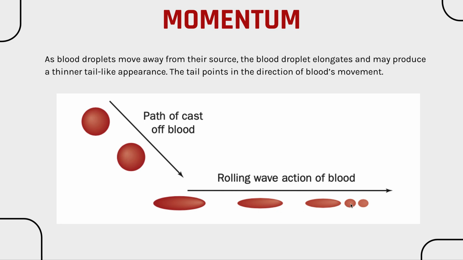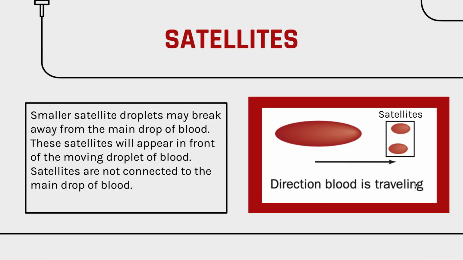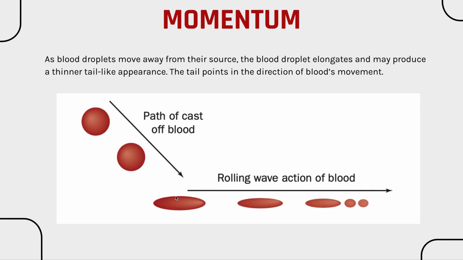Once it actually hits a surface, then based off of that point of impact, it'll create different patterns. Here are some satellites from the overall blood spatter. Smaller satellite droplets might break away from the main drop of blood, as we had seen here. Also here, these satellites appear in front of the moving droplet of blood, and they're not connected to the main drop.